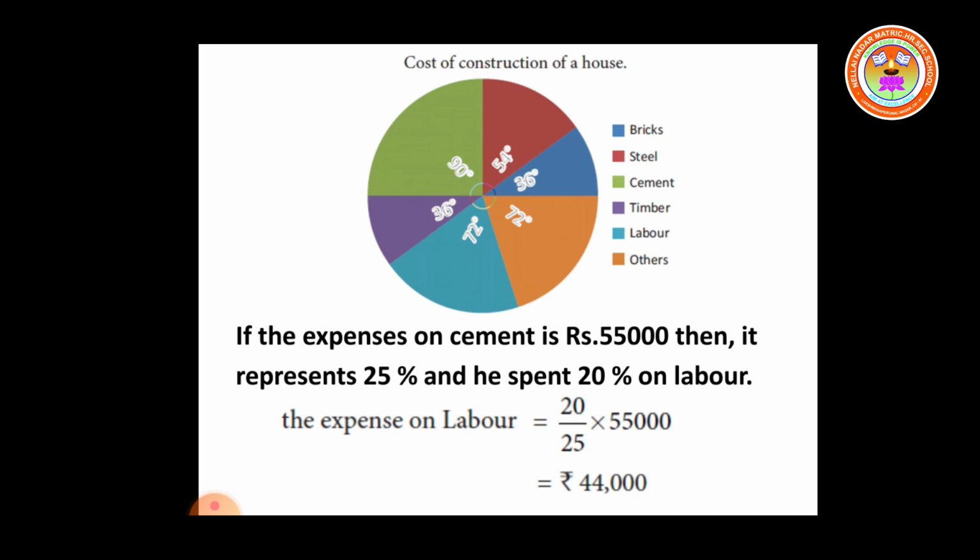Okay. Then the question is, how much was spent on labor if 55,000 was spent for cement? They have given 55,000 spent for cement. That means the expense on labor will be calculated by using this: 20 by 25 into 55,000. So when we cancel, we will get rupees 44,000. So the expense on labor is equal to 44,000.